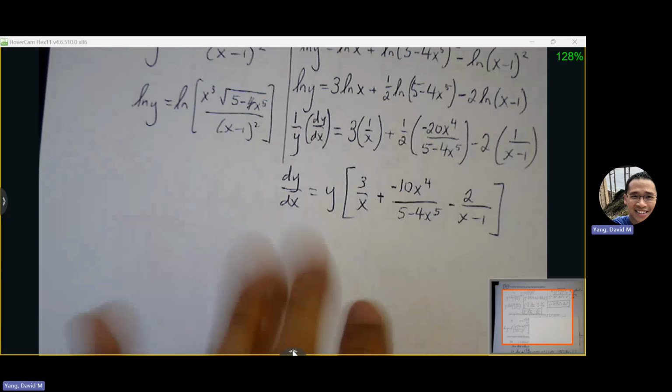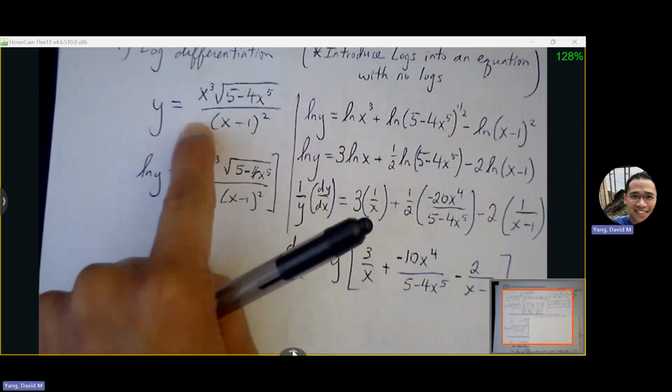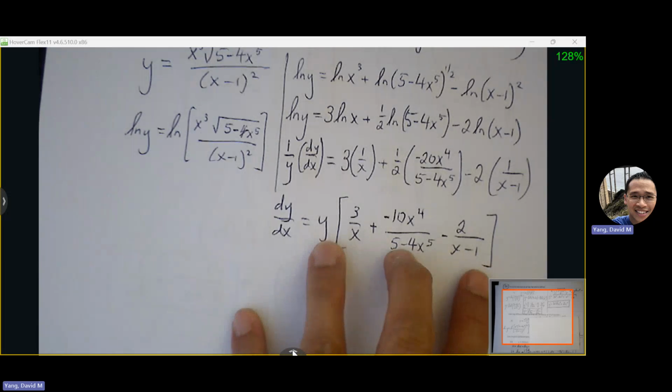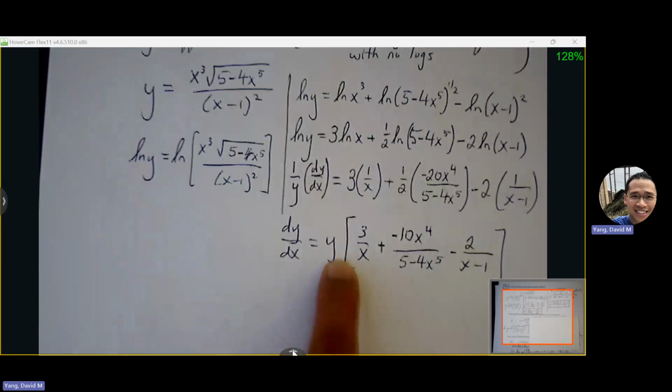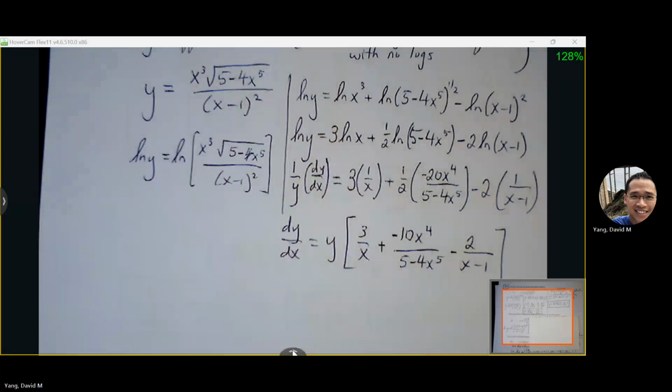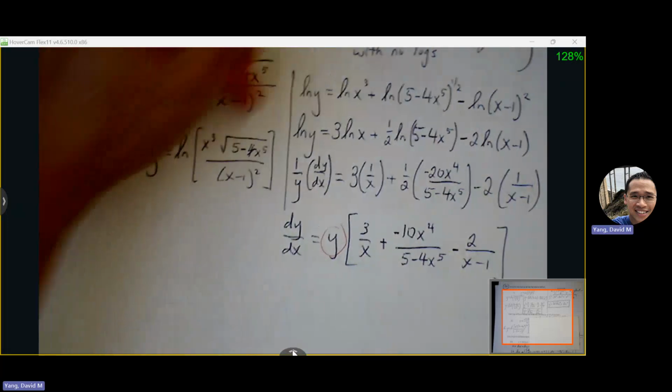And our final step is, because we started with a function, our derivative should be able to be represented with no y variable. So that y is only a temporary variable. We'll replace the y back with the original problem. So we'll replace this y with this expression.